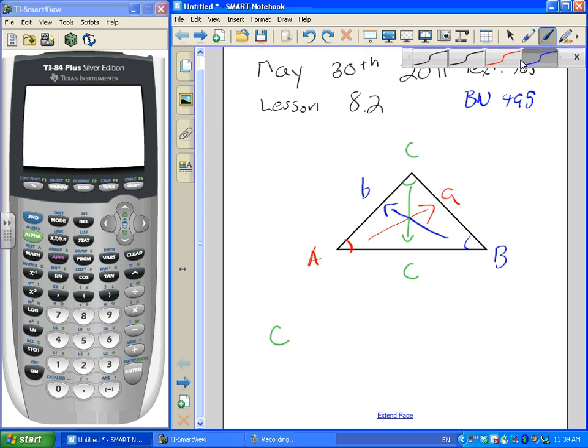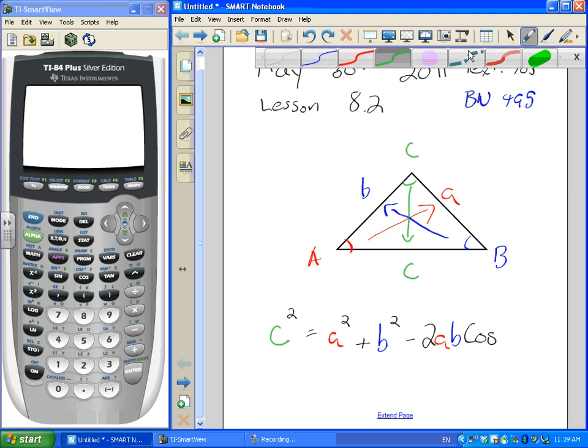C squared is equal to A squared plus B squared minus 2AB multiplied by cos of angle C.